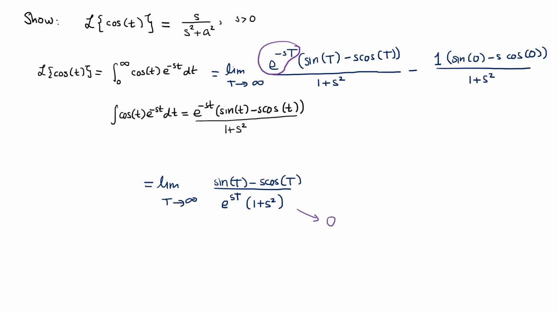And our second term looks like minus negative s over 1 plus s squared, where we're just evaluating sine of 0 as 0; cosine of 0 is 1. And so in our final steps, we get 0 plus s over 1 plus s squared, which is what we were hoping for. And this holds as long as that exponential lives really in the denominator, and so that holds when s is greater than 0.